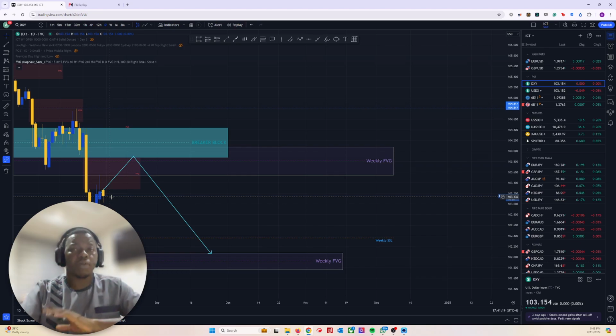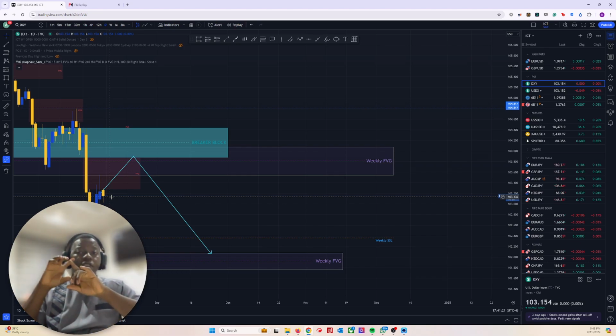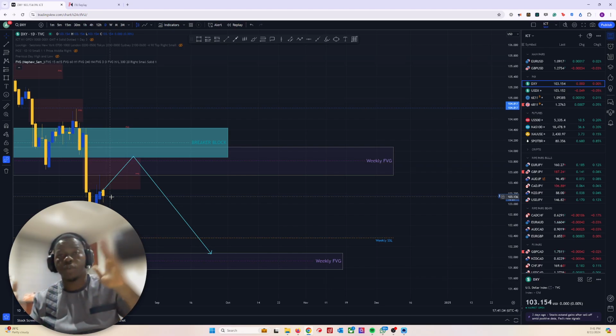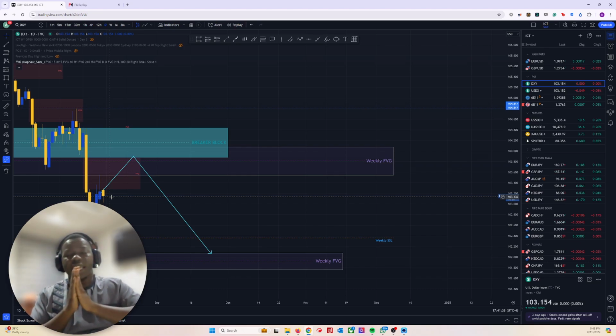Remember, my overall direction is bearish. My overall direction is bearish, but I recognize that there's going to be some bullish movement. I have two options. My first option is to just stay out of the trade and wait for the market to play out the way I want it to play out. My second option will be to take a trade, however, to cut my risk in half, because this is a counter trend trade.